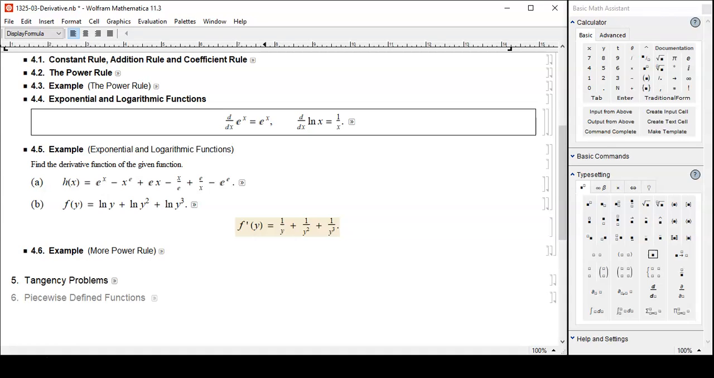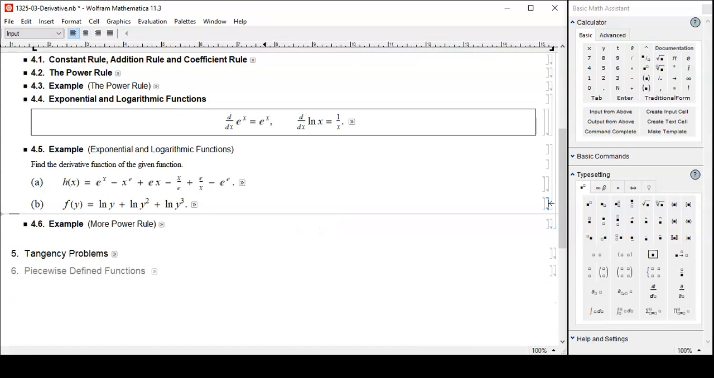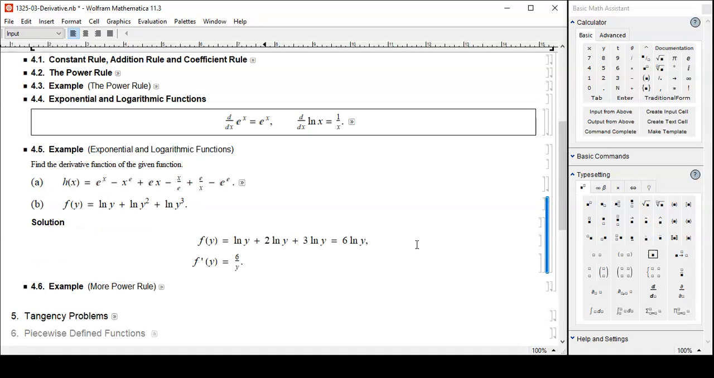Wrong. If you have just log of x, then we have 1 over x. But log of x squared, that's a different story. You have to do some further manipulation. This is okay, which I just highlighted in blue, but these two are not okay. They're wrong. How do you make it right? Well, there are many different ways to do that, but the easiest way at this moment is to use some log rule.